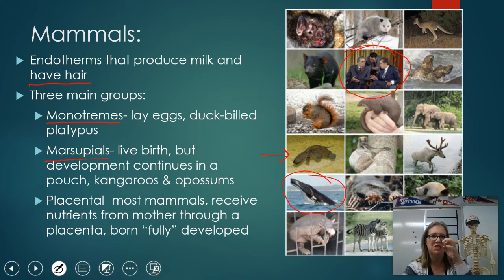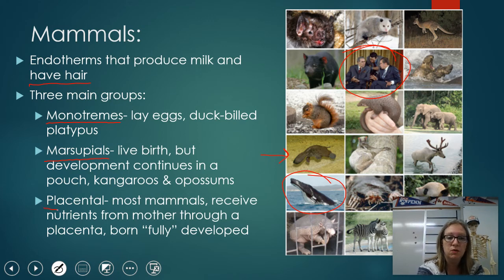It's very pink, it's very weak, it's blind, still really needs to grow and develop more. And so what the baby does after it's born is it crawls into a pouch and it continues developing. And it's feeding during that time. It's getting that mother's milk, but it's not able to survive yet outside of that pouch, okay?